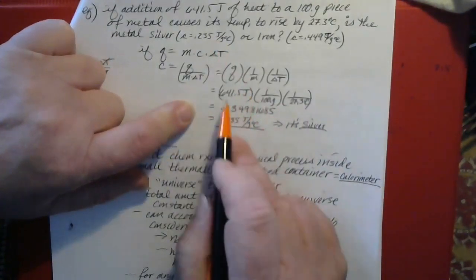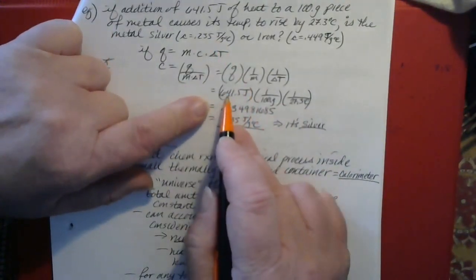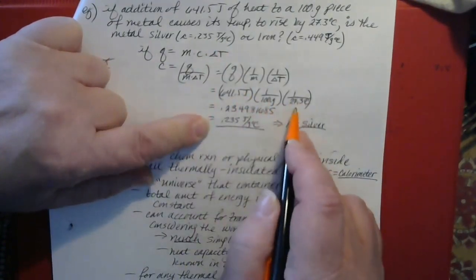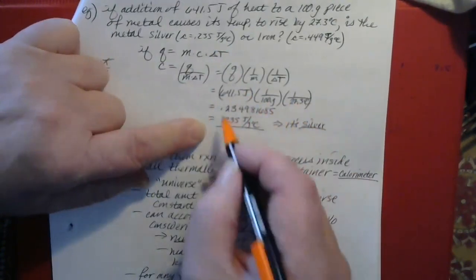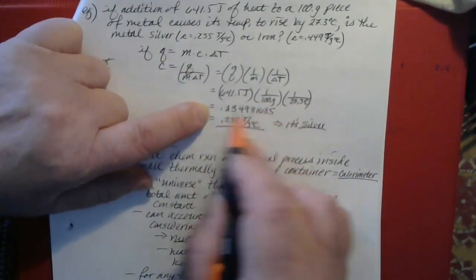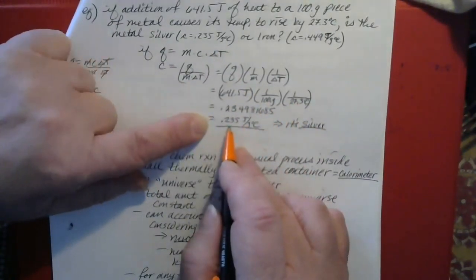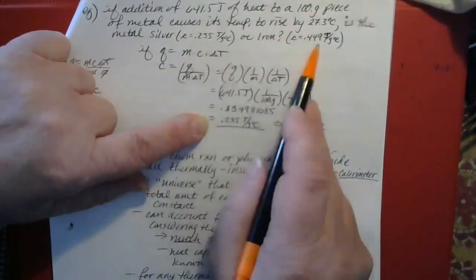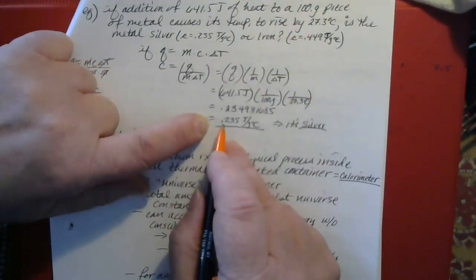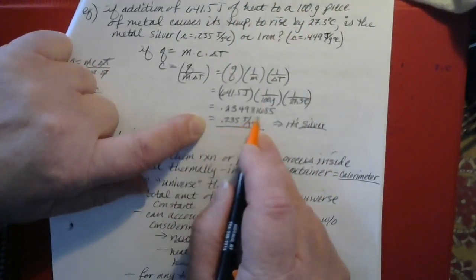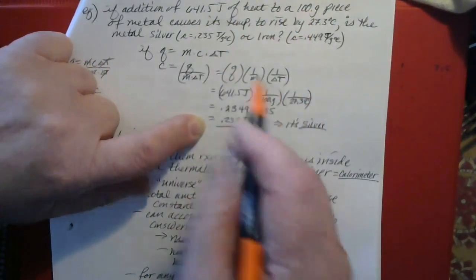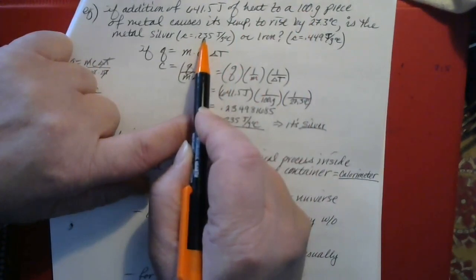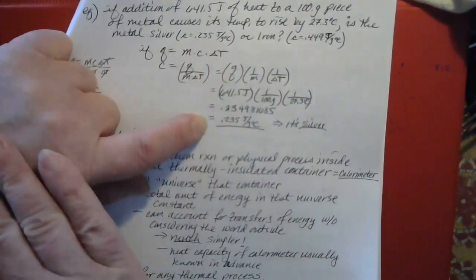So that's good. When you do the math, you get 641.5 divided by 100 divided by 27.3. You get this long, ugly number here, which we cut down to 3 significant figures because all the other numbers in the problem were 3 significant figures. And you get 0.235 joules per gram degree Celsius, which is the heat capacity, or specific heat, for silver. So the metal was silver.